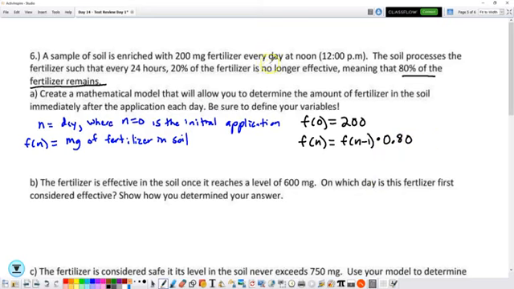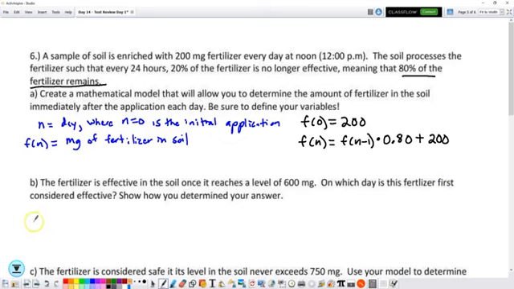Then, because they get it every day, I'm going to do another application of fertilizer. So it says the fertilizer is effective in the soil once it reaches a level of 600 milligrams. On which day is this fertilizer first considered effective? Show how you determined your answer.